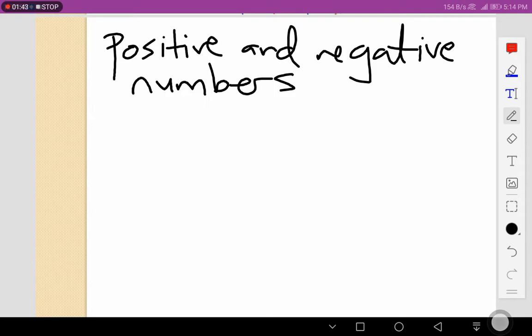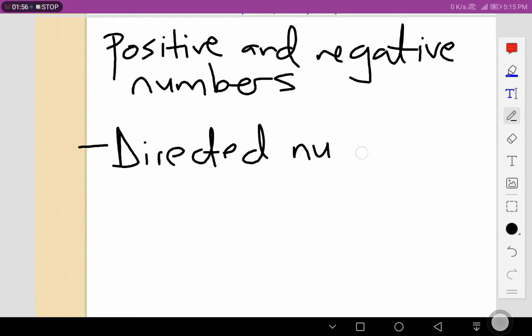So these positive and negative numbers have a special name. They are called directed numbers. Normally, we can represent these numbers on a number line.